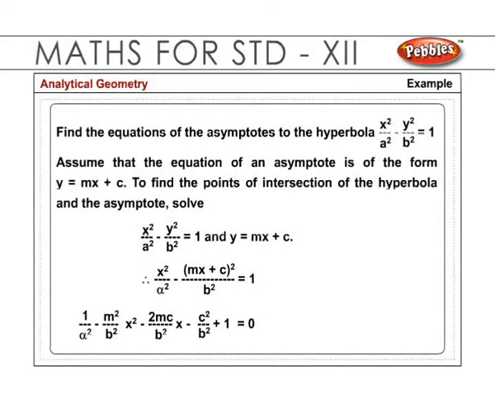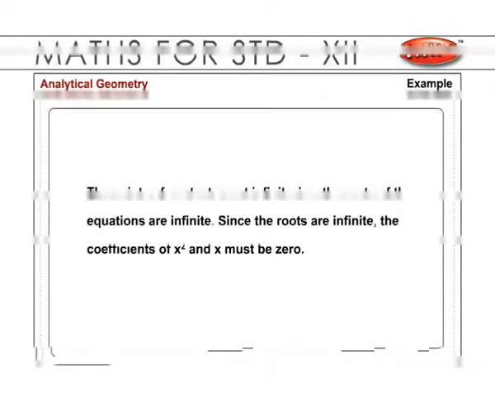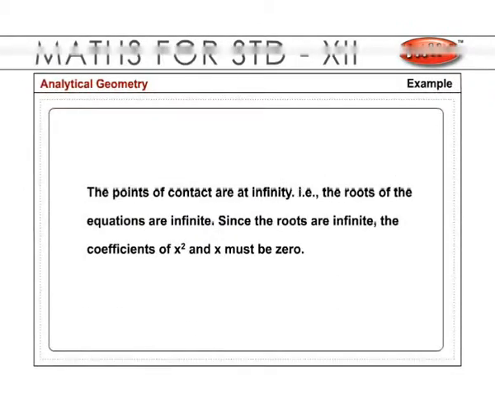Assume the equation of an asymptote is of the form y is equal to mx plus c. To find the points of intersection of the hyperbola and the asymptote, solve the above equation. The points of contact are at infinity. That is, the roots of the equations are infinite. Since the roots are infinite, the coefficients of x squared and x must be 0.